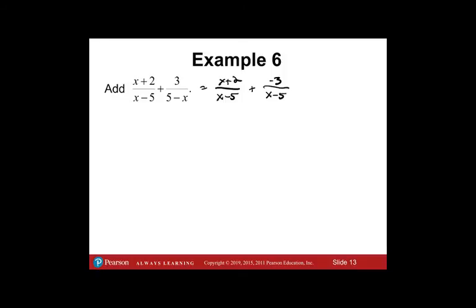2 minus 3 is -1. So ultimately we're going to get x minus 1 over x minus 5. And that's it. Okay.